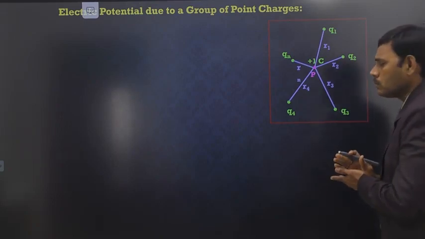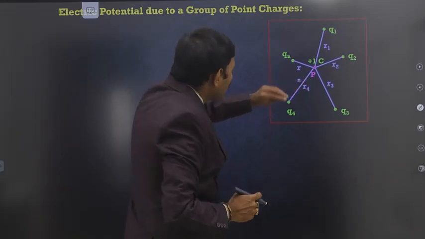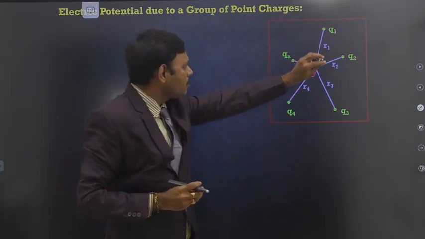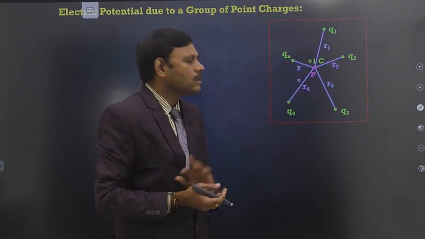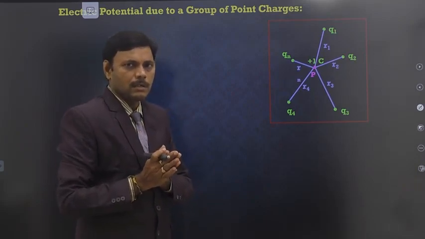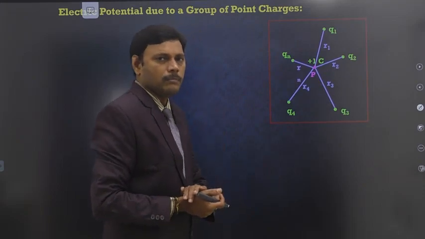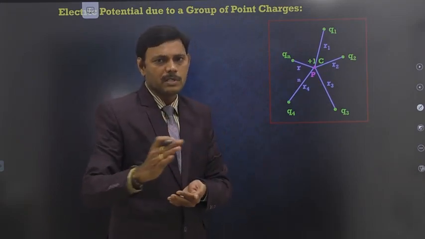We assume potential at point P: the work required to bring a unit positive charge from infinity to point P is the potential due to all charges, which is equal to the sum of the potentials due to each charge. Potential is a scalar quantity, therefore the net potential is the algebraic sum of potentials.